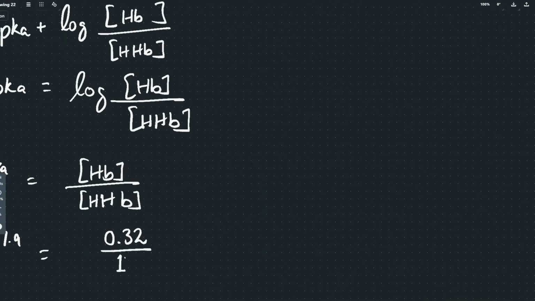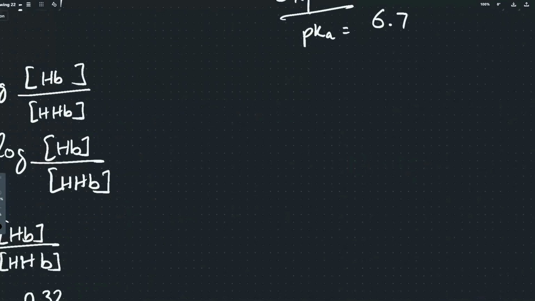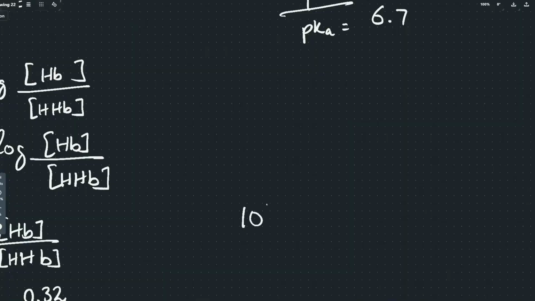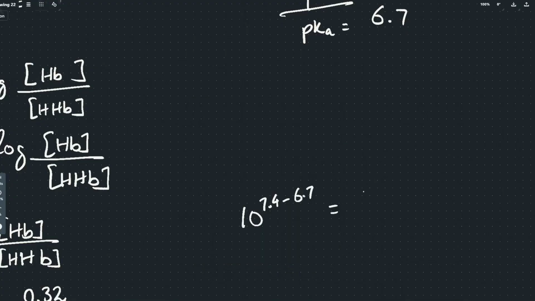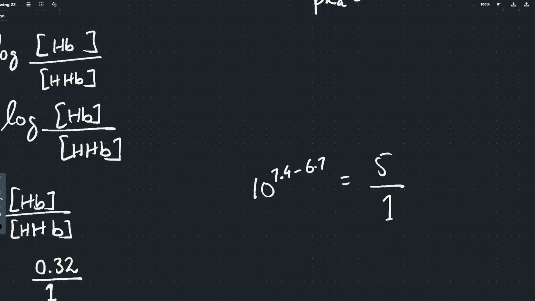We can write it, of course, if there is nothing below it in the denominator, it is understood that it is 1. And for this we can again calculate 10 raised to power 7.4 minus 6.7, and we will get what value? Let's check. 7.4 minus 6.7 is 0.7, and if we take 10 raised to power 0.7, it is about 5, so the ratio is 5/1.